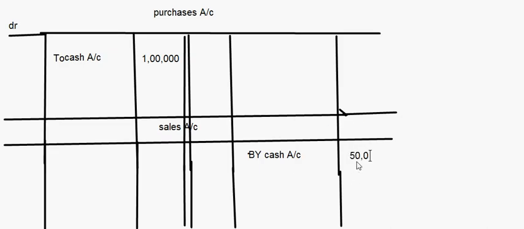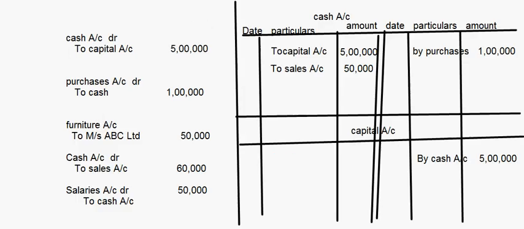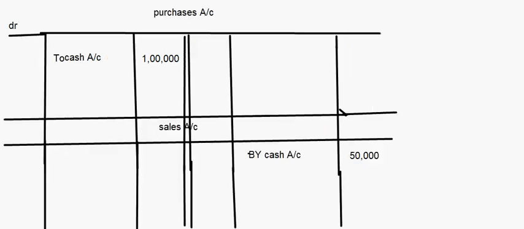50,000. Now we have one more entry relating to the cash there, salaries account to cash account. So again in cash account, salaries account will come. So salaries account is a debit here, so it will be a credit here, right? So here you will write by salaries account, that is 50,000. Now same way we have to make a salaries account. So let's make a salaries account here. This is the salaries account, right?